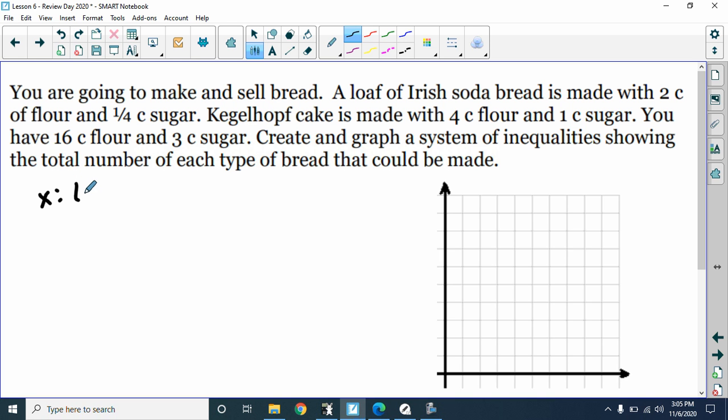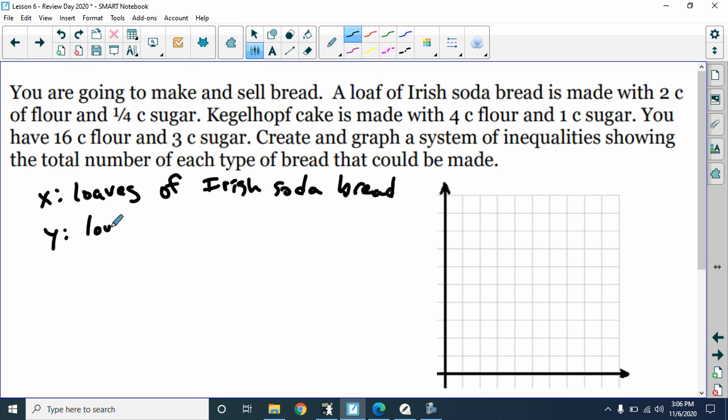So first thing we need to do is decide what our variables are. Notice we are asked to find the total number of each type of bread that could be made. So that's what we're looking for, how many of each type of bread. So X is going to be loaves of Irish soda bread, and Y is going to be number of loaves of Kugelhopf cake.